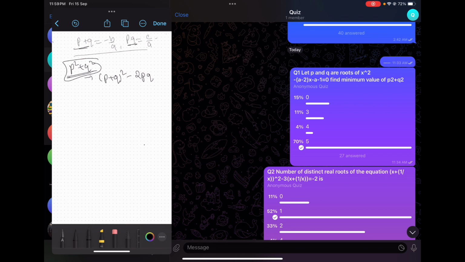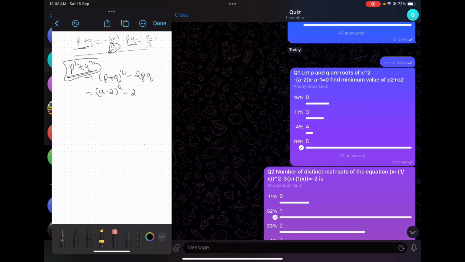Fair enough, this will be same only. So P plus Q is minus B, and minus B for us is minus of this A minus 2. So this will be A minus 2 whole square. By A does not mean this A, okay? It is for a standard equation, okay? So basically this is coefficient of x square, this is coefficient of x. So coefficient of x square is 1. So no need to consider even that.